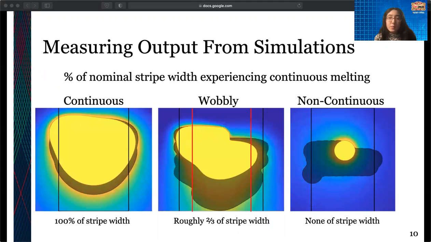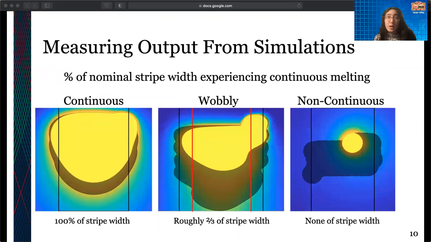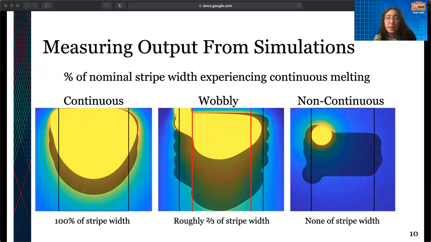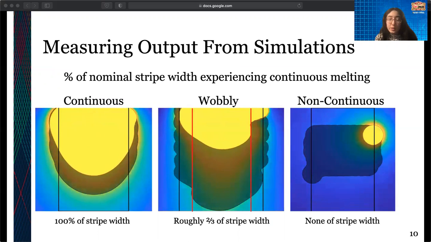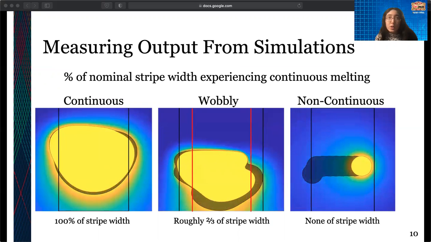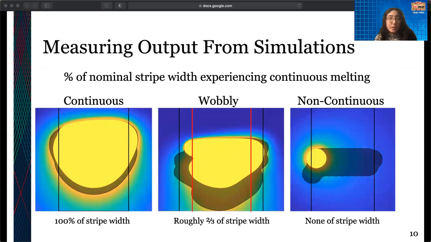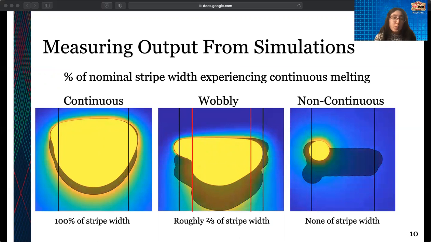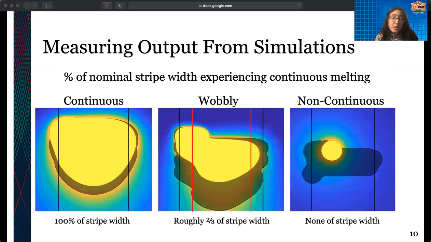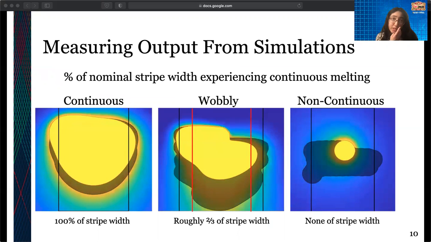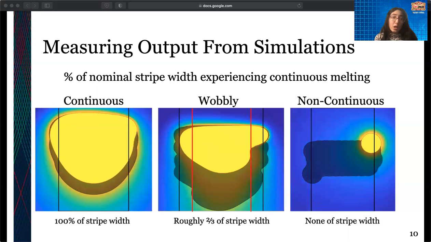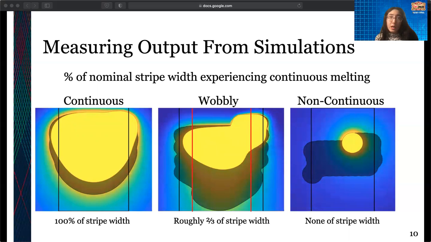Now that we have these simulations, we need to analyze their output. The results of the simulation span a whole spectrum from the left here to the right of different characteristics, shapes, and behaviors. If we look at the left view here, we characterize this as a continuous melt pool because we can see that it is moving upwards roughly continuously. We don't see a lot of remelting or wobbling going on.